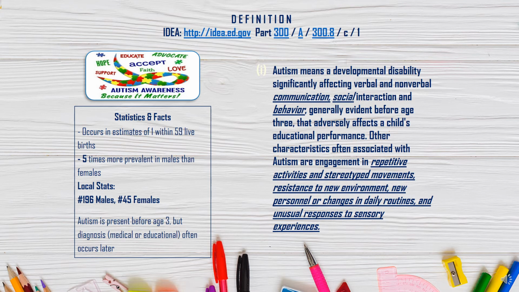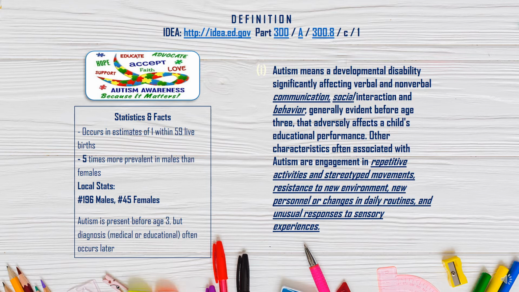Autism is a developmental disability. It affects 3 areas of a person. It affects their verbal and nonverbal communication, social interactions, and behavior, which adversely affects their educational performance, and is typically evident by 3 years old. There are also other characteristics of autism which include repetitive activities and stereotype movements, a resistance to any new environment, changes to new personnel or in their daily routines, and unusual responses to sensory experiences.